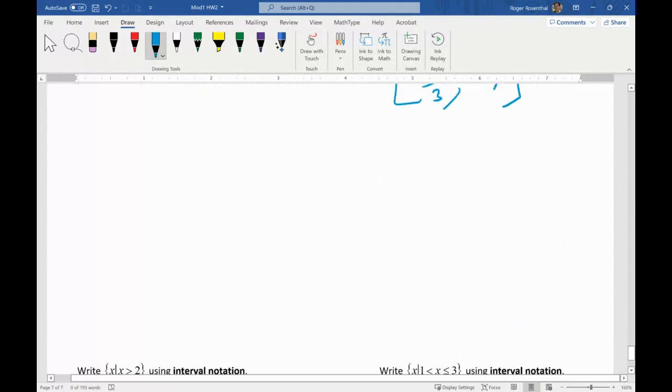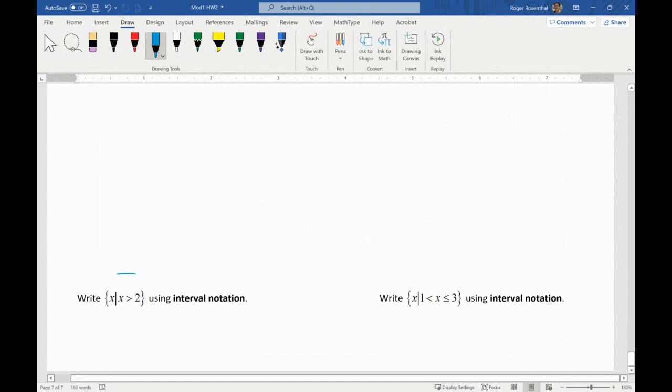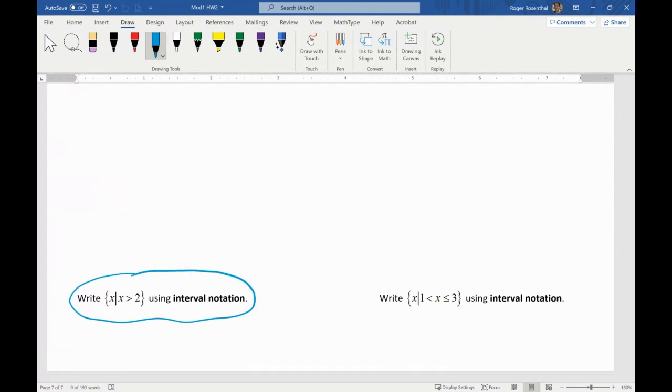We got a couple more things to do here. We're going to write this using interval notation. Well, all that means is this. This, as a picture, is all the numbers greater than 2. So that would be parentheses 2 to infinity.